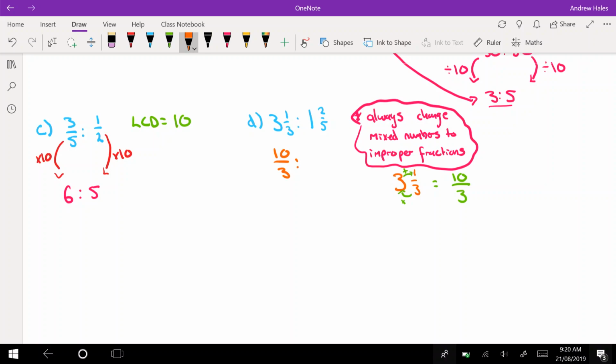Using that same method we just used, let's figure out this 1 2/5 as an improper fraction. 5 times 1 is 5, plus 2 is 7, so that is 7 over 5.